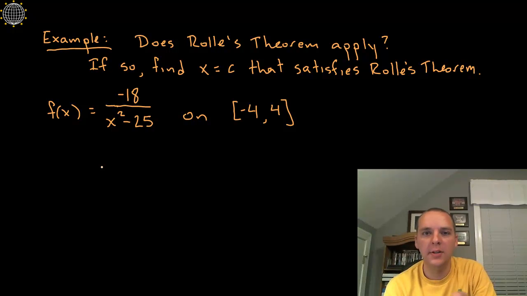So the question here is, does Rolle's theorem apply to this function f of x equals negative 18 over x squared minus 25 on the interval from minus 4 to 4?